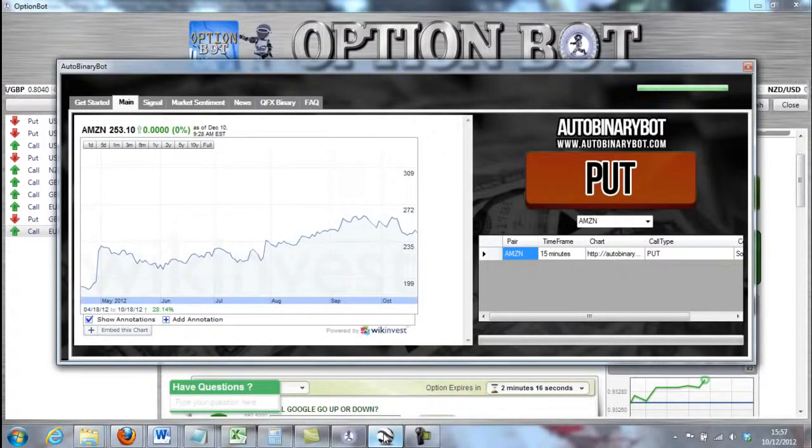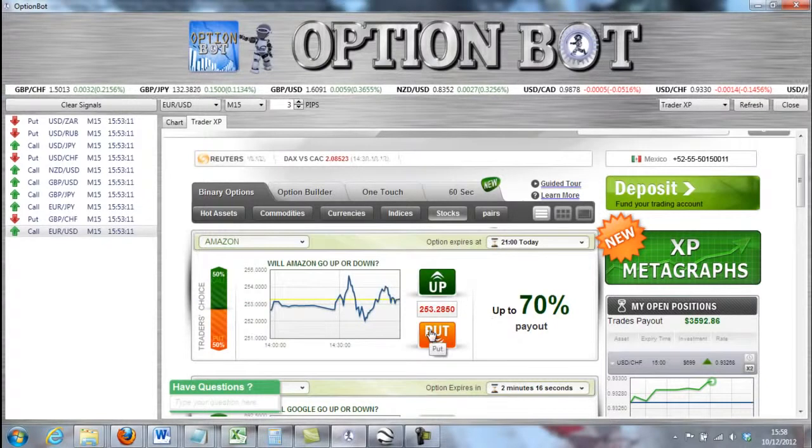Okay. Not telling me to do anything. Bit worrying. God, it just says put. I know that Wiki Invest, the people that supply the charts here, their charts don't seem to be very good. I'm not really sure what this is telling me, but it's been saying put for quite a while. Oh, but that option doesn't expire until 9 o'clock tonight. I'm not really a fan of that.